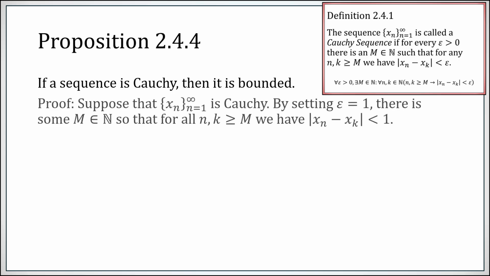Let's take a look at proposition 2.4.4. If a sequence is Cauchy, then it must be bounded. This is a little preliminary result working towards our eventual proof that Cauchy sequences must converge. So as a proof, suppose that you have a Cauchy sequence. In the definition of Cauchy, set epsilon equal to 1. So past a certain point, any two terms whose index is sufficiently large, the distance between them will be less than 1.